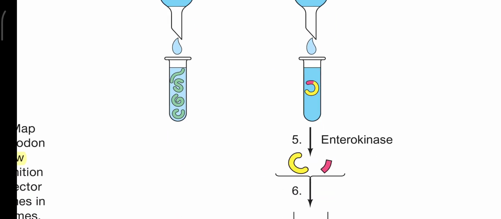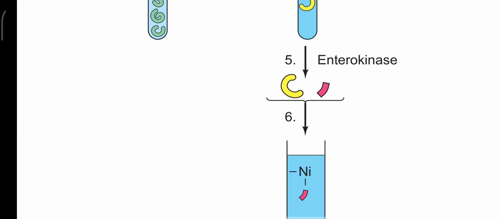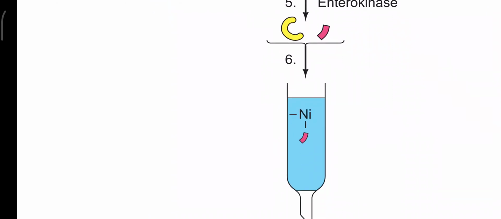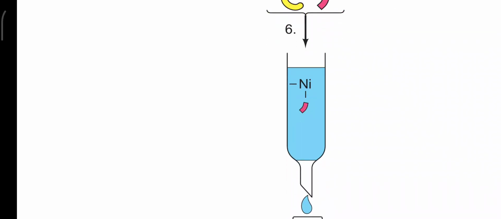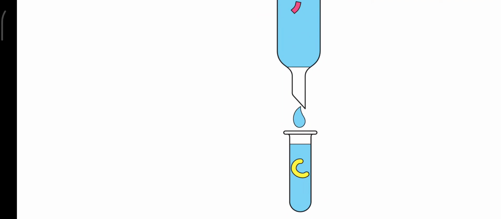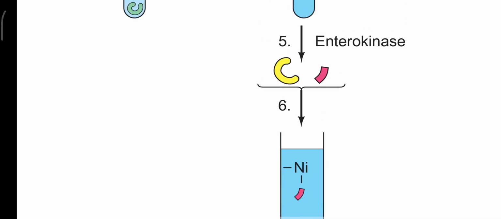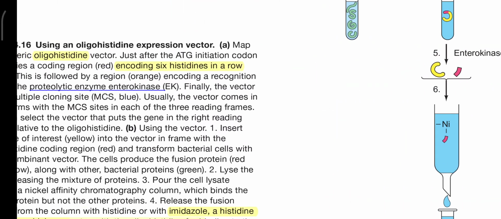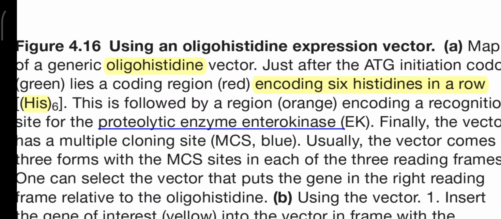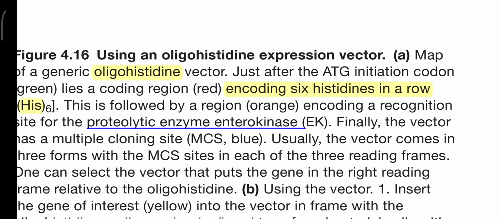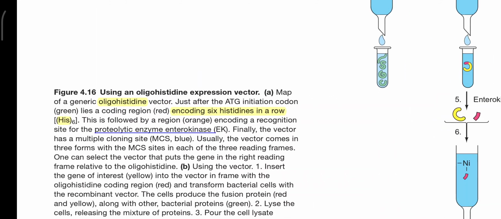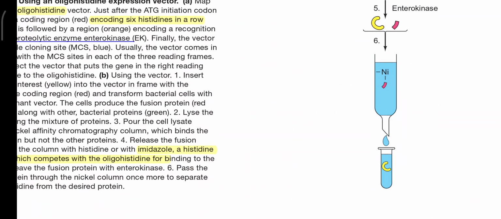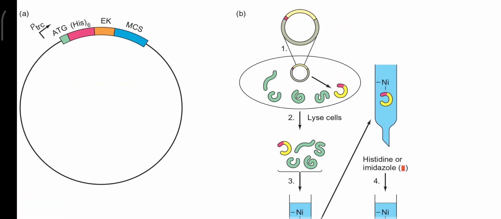Once this protein is released, with the help of the enzyme enterokinase we can break this bond to get the target protein. Once this is done, we elute the target protein again, leaving this histidine hexamer intact with your nickel. That is your oligohistidine, which is 6 encoding histidines together that have affinity for nickel. So this is how we get a target protein from this expression vector.